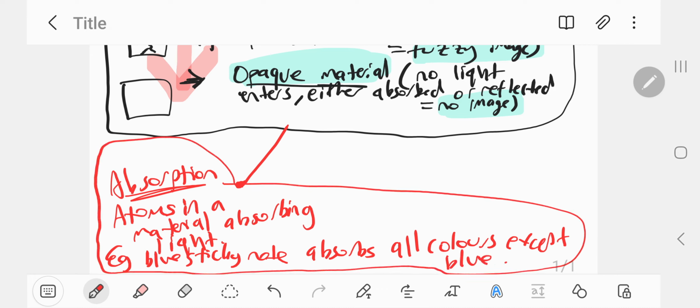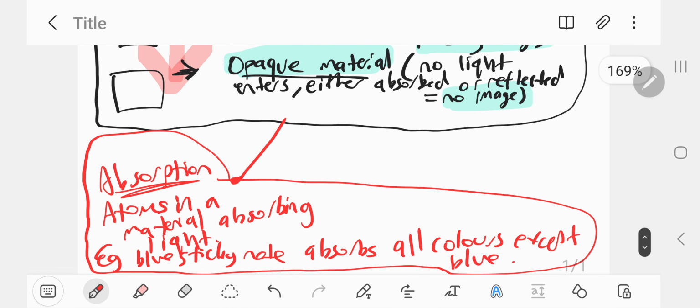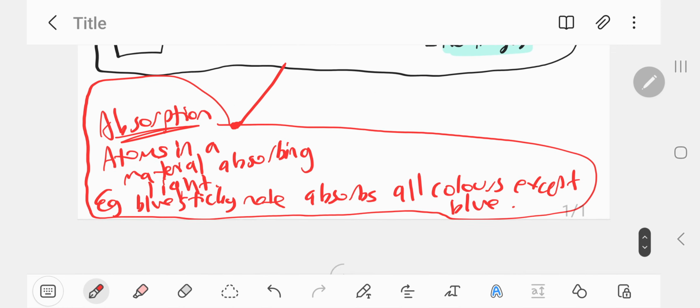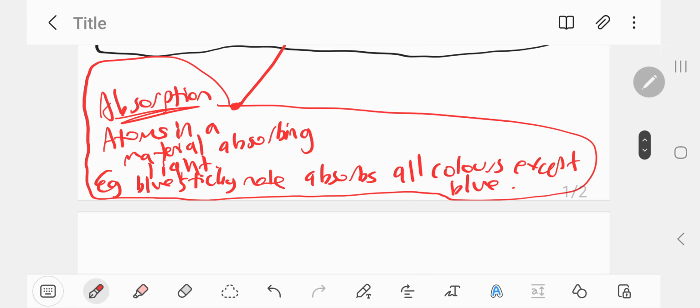That's absorption. That's why grass is green. It absorbs all colors of the rainbow except for green. It reflects it, and so on and so forth. That's absorption. So it's to do with the atoms in a material.